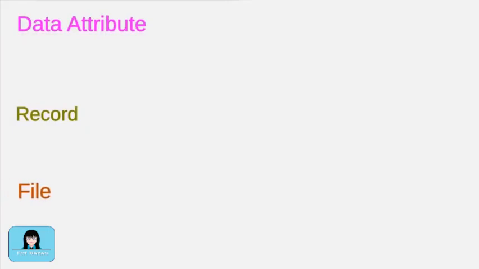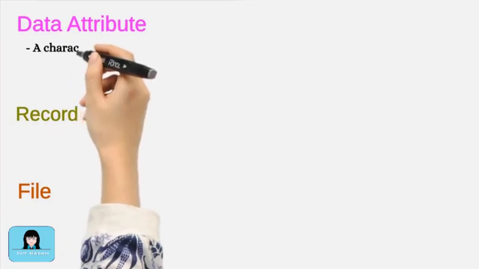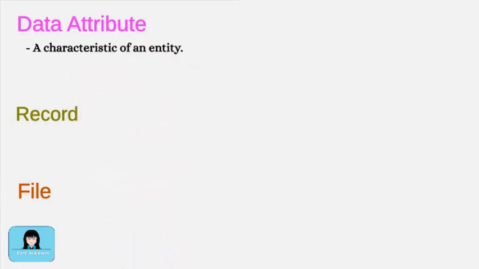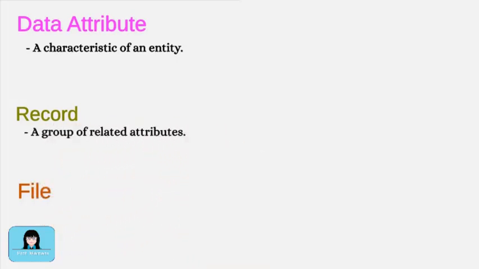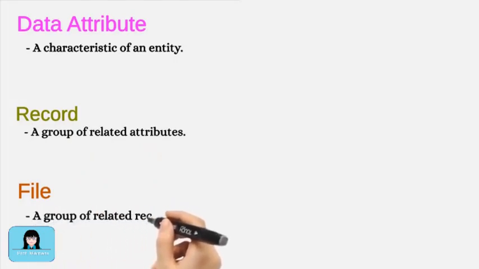Let's examine the levels of data hierarchy. A data attribute presents a characteristic of an entity about which a business organization collects data. A record is a group of related data attributes. A file is a group of related records.